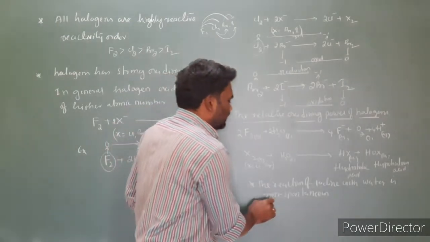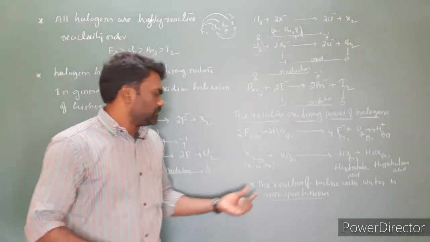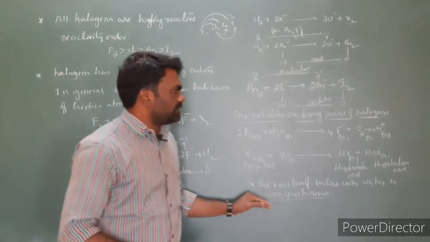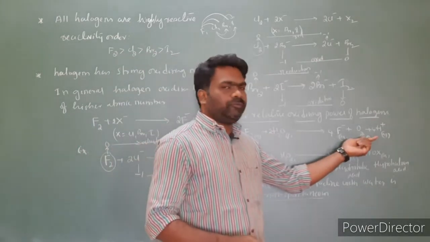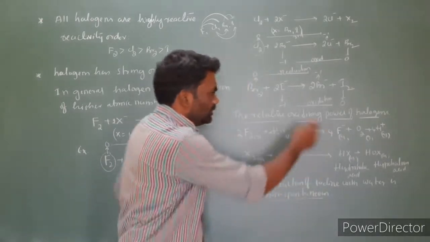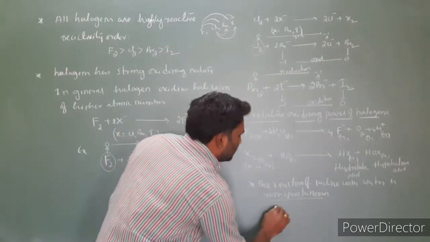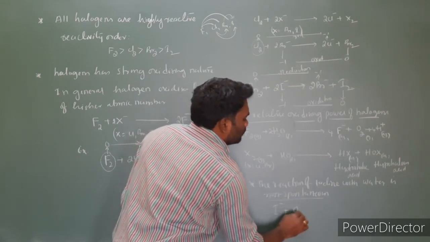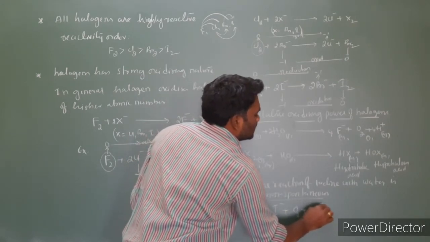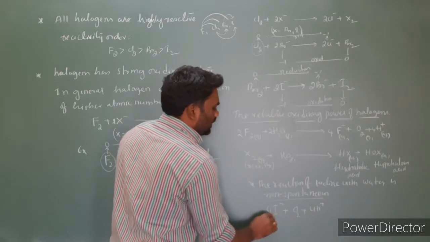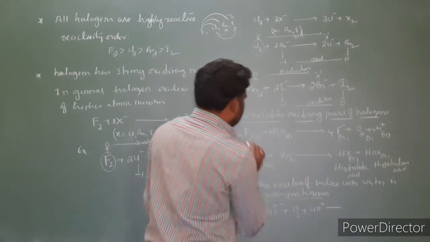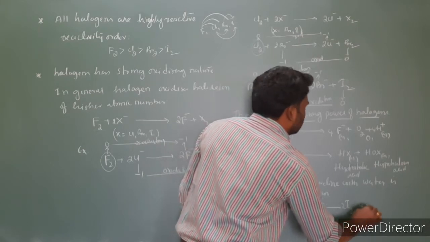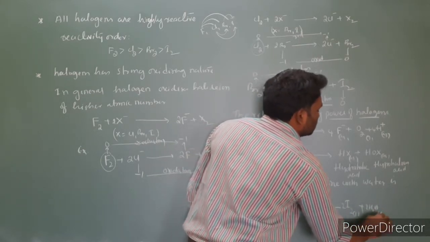That means the reaction is not possible. So iodine does not react with water, but the reverse reaction is possible, as we observed in the fluorine case. So how to write the reverse reaction: I'm taking I minus plus O2 plus 4H plus, exactly the opposite reaction we can take. Then 4I minus plus O2 gives rise to the product I2, 2I2 solid plus 2H2O, this is liquid.